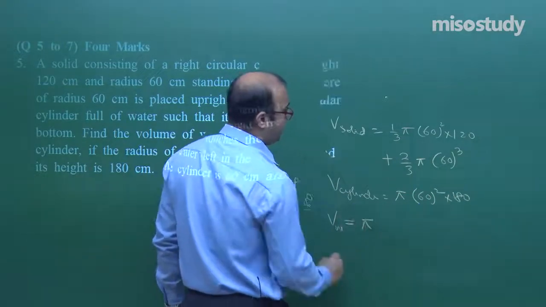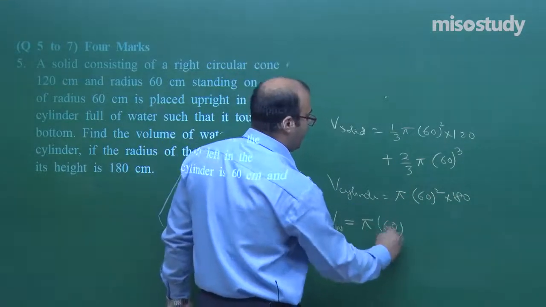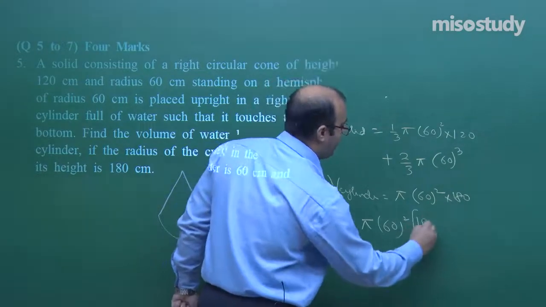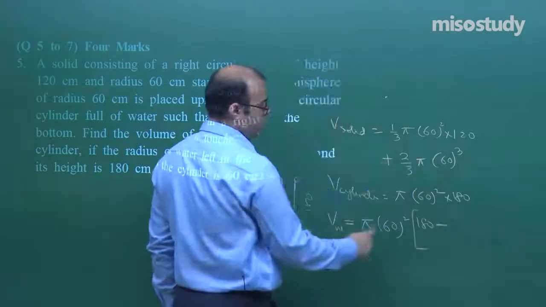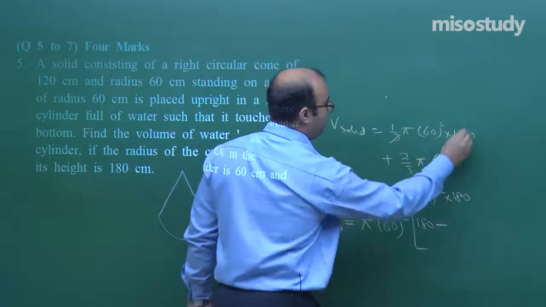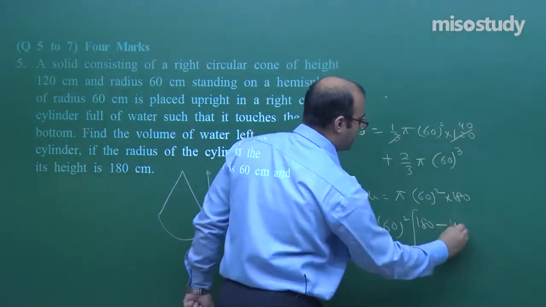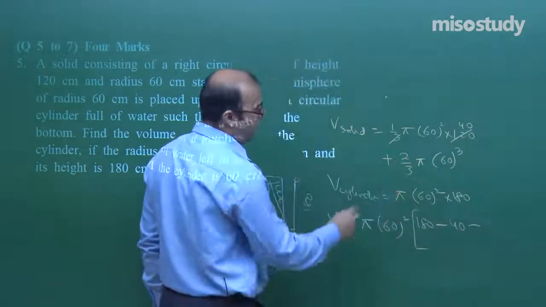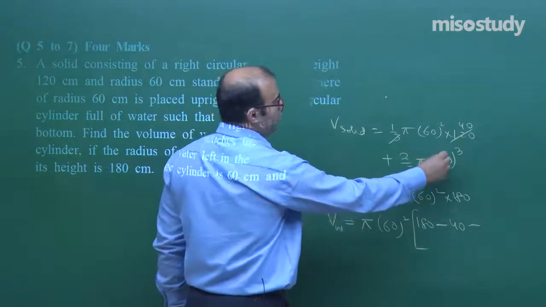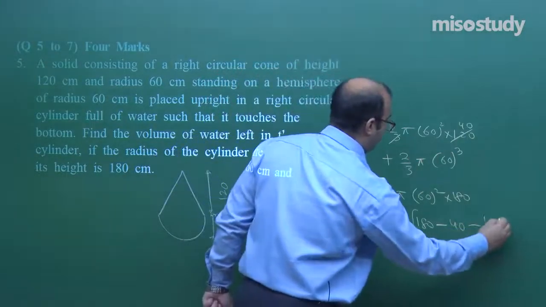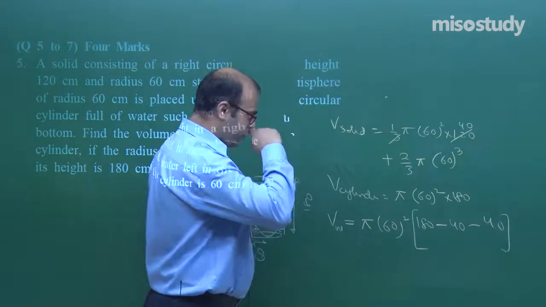Pi we can take common, 60 square can also be taken as common. So here it is 180 minus this thing. So pi 60 square, it is 120 by 3, that is 40, minus 40, and this here will be pi into 60 square, so 40 here again. 60 into 2 is 120 by 3, 40.